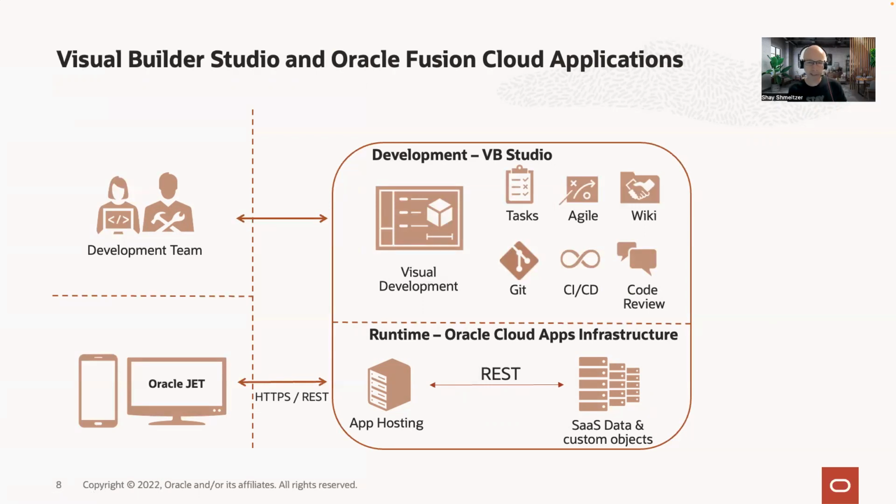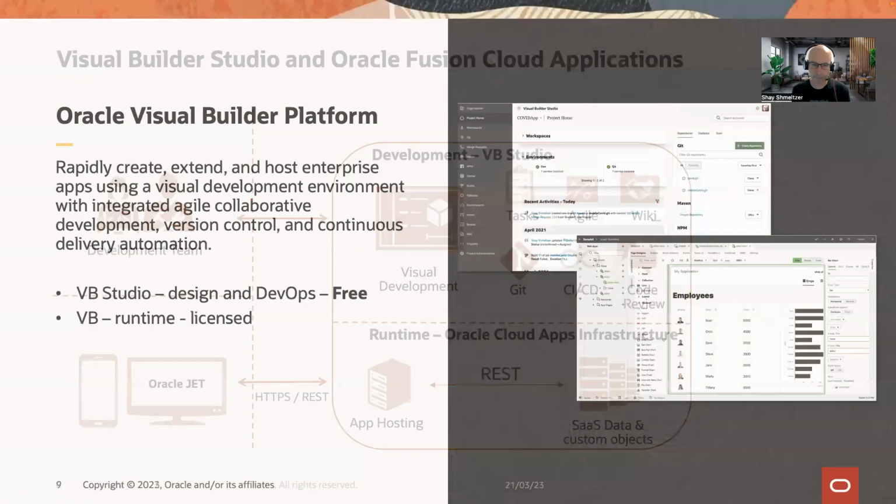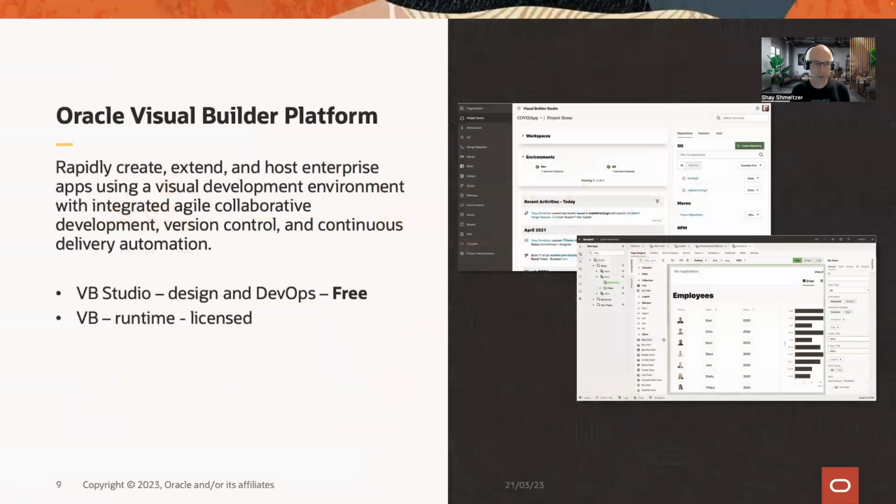So at the end of the day, the goal is for you as a development team to work with Visual Builder Studio, deploy your application to the infrastructure, and then your customers use their devices to access the running application. So that's the relationship between the two. Okay. Together, they make up what we call the Visual Builder platform and give you not just a rapid way to create, extend, and host your enterprise application.